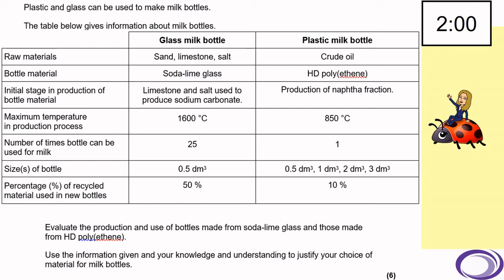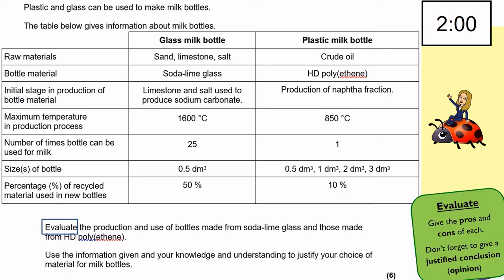So we're going to read through this one together, and then I'm going to give you some time to answer it. If you need a little bit more time, pause the video, finish your answer, and then we'll go through the mark scheme afterwards. So, plastic and glass can be used to make milk bottles. The table below gives information about milk bottles. We are going to be asked to evaluate these milk bottles, which means we're going to have to give the pros and cons of each and use that to form a justified conclusion.